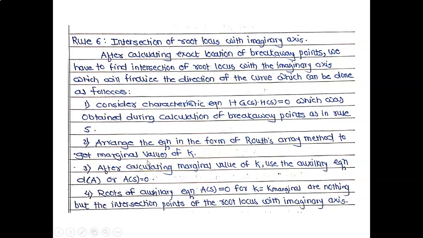Third, after calculating the marginal value of k, use the auxiliary equation, derivative of A(s) is equal to 0, that is dA/ds is equal to 0. Fourth, the roots of the auxiliary equation, that is A(s) is equal to 0 for k is equal to k marginal, are nothing but the intersection points of the root locus with the imaginary axis.